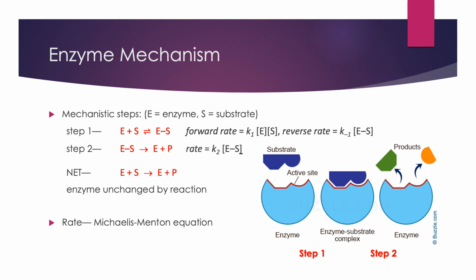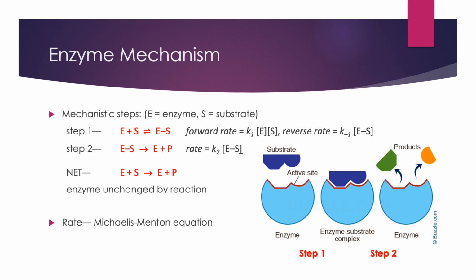Once the reaction has occurred, and the products are now shown as green and orange, they separate from the enzyme and go off and do the next step in their lifetime. So the two steps that appear in the mechanism are labeled there. Step 1 is basically going from the first part of the cartoon to the second, and step 2 is going from the second part of the cartoon to the third.